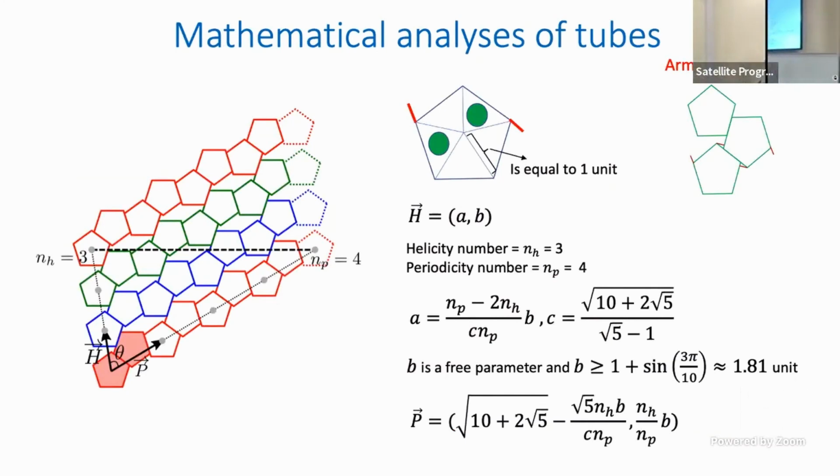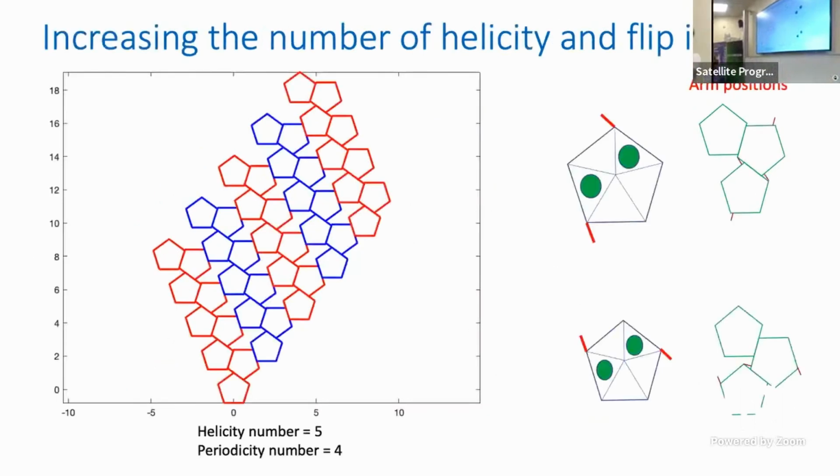So what we could do now is simple math. If I want to have this helicity number NH, periodicity number NP, and the vector that gives us the shift, so we know NH and NP, what is the mathematical relationship between them? We could have A as a function of NH, NP and B. B shows how much you are going up, and based on that and the NH and NP you want, you could find A, how much you have to shift to this side or that side.